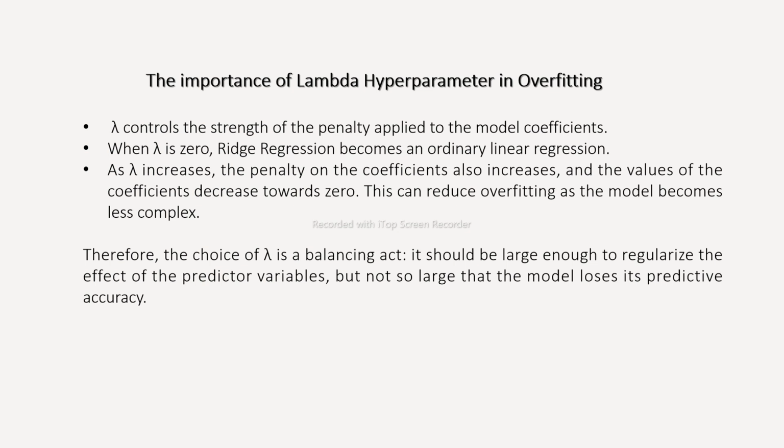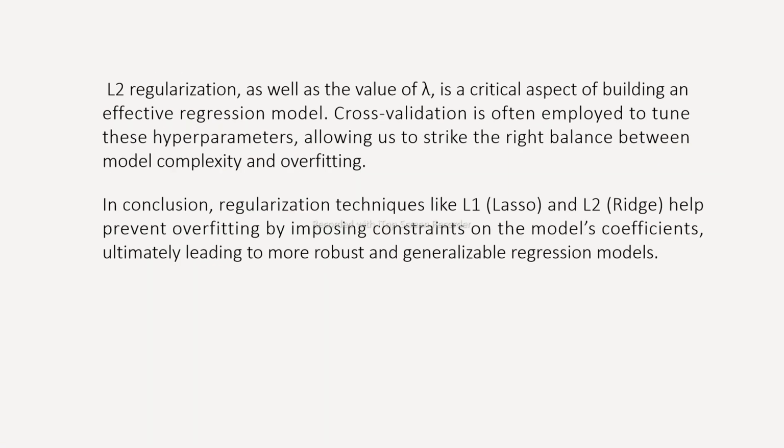Therefore, the choice of lambda is a balancing act. It should be large enough to regularize the effect of the predictor variables, but not so large that the model loses its predictive accuracy. So, cross-validation is often employed to tune these hyperparameters, allowing us to strike the right balance between model complexity and overfitting.